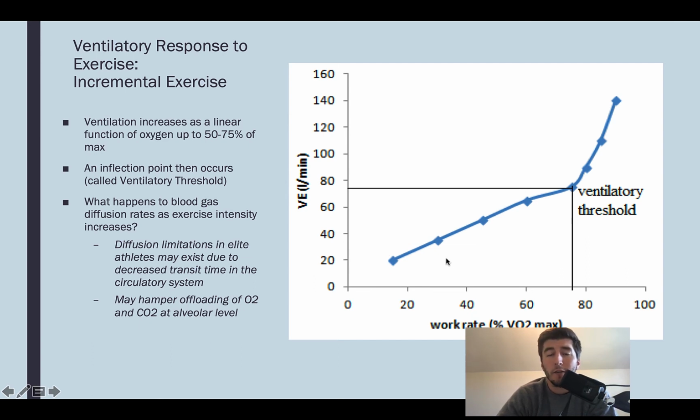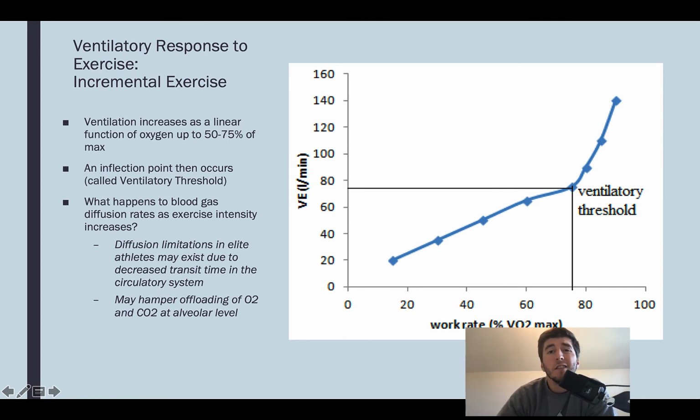As work rate increases, we need more oxygen to fuel our work. And so we need to bring in more oxygen. So we need to ventilate more. We need to breathe more in order to bring in that oxygen. As we work harder and harder and harder, we increase linearly, right? So to go from 20 to 40, it's pretty much a straight line. 40 to 60, pretty much a straight line.